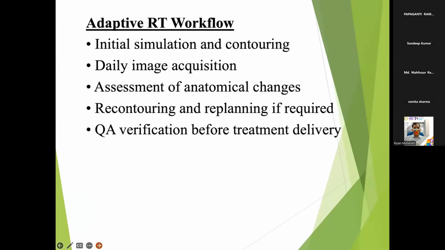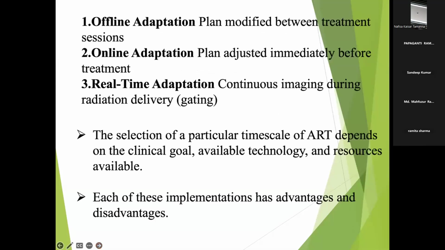So we must know the adaptive RT workflow. Basically, it has a few steps, such as initial simulation and contouring, daily image acquisition, assessment of anatomical changes, recontouring, and replanning if required, and of course, the QA verification before treatment delivery. At present, it's categorized in three categories: offline adaptation, online adaptation, and real-time adaptation.